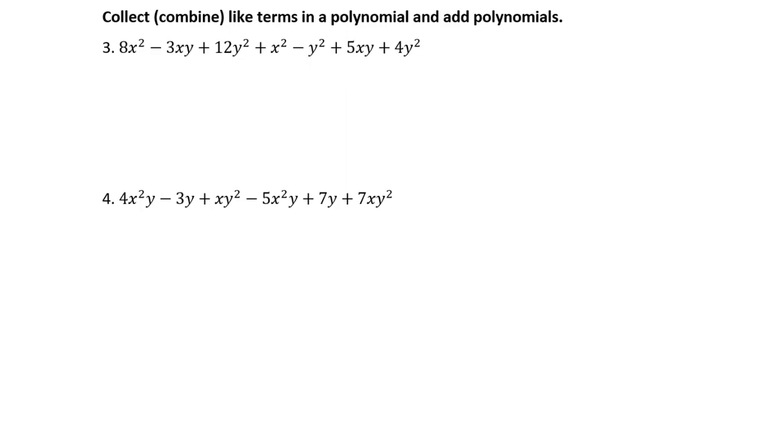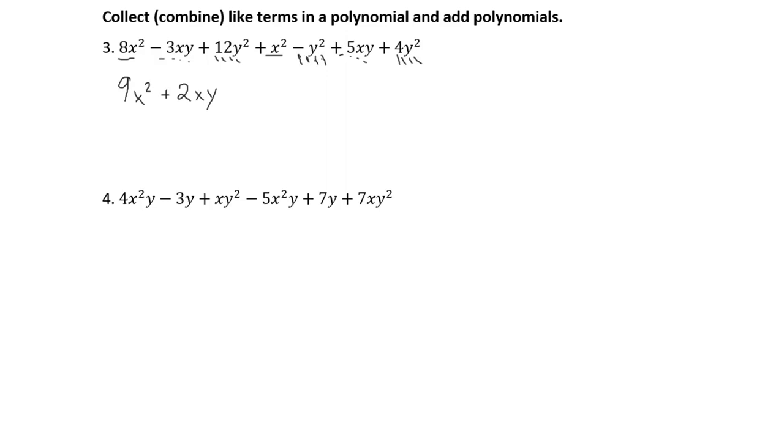All right, so I'm going to start alphabetically. So I'm going to look at my x's first. And in this one, I have x squared and x squared. So 8 and 1 give me 9x squared. Then I'm going to look at my xy terms. Okay, so I got negative 3 plus 5, or 5 minus 3, which would be 2xy.